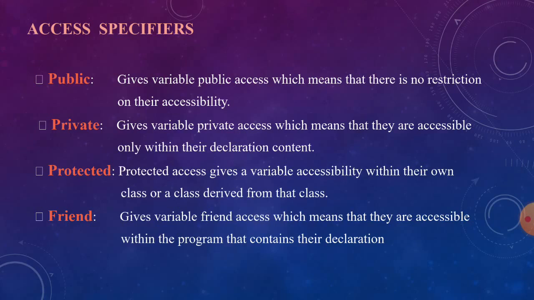Whereas in the case of Friend access, it gives a variable friend access, which means that it is accessible within the program that contains its declaration. So if you declare a variable and use Friend access, then we can access the variable within the program. Those are all the 4 types of access specifiers to use a variable.